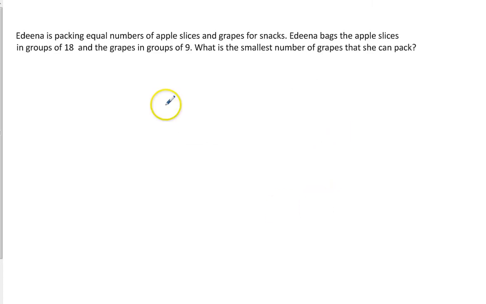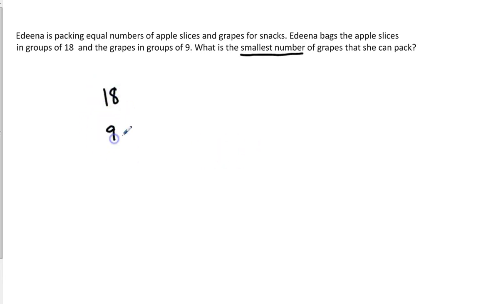In this problem, Adina is packing equal numbers of apple slices and grapes for snacks. Adina bags the apple slices in groups of 18 and the grapes in groups of 9. What is the smallest number of grapes that she can pack? So we're looking at smallest number here. I'm also noticing that I'm not separating these out into equal groups. I'm not trying to make equal bags. I want to know how many of each I can make so I can have the same amount. So I'm going to use least common multiple for this problem.